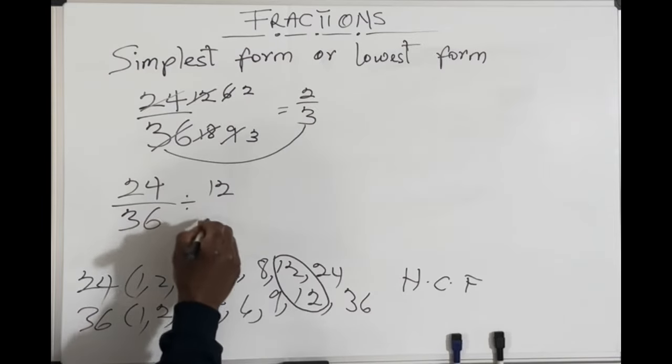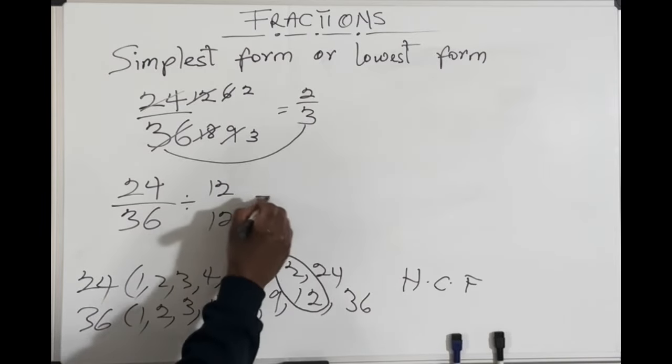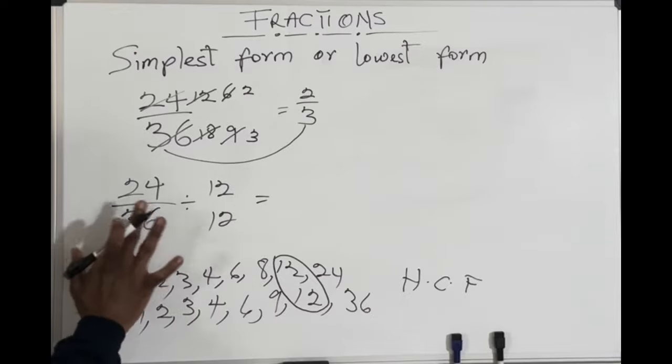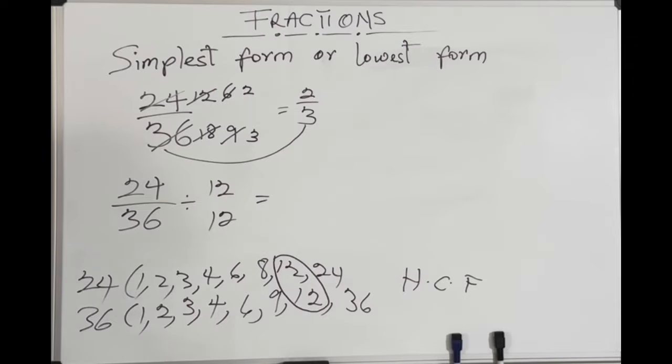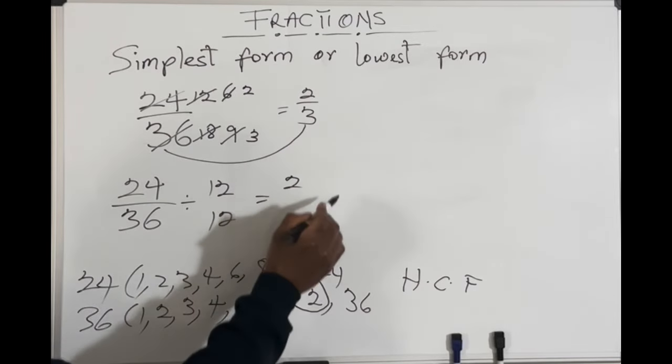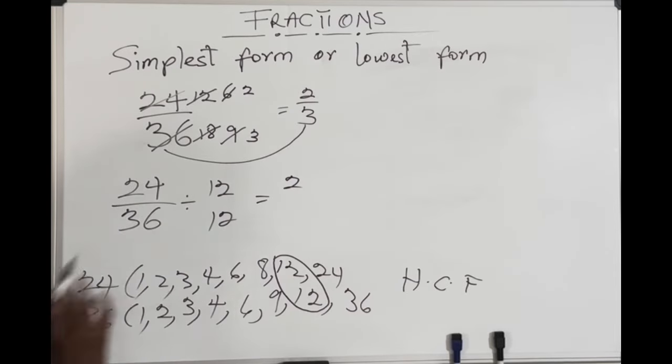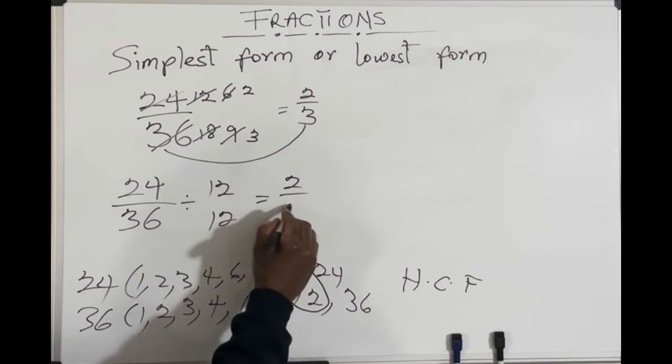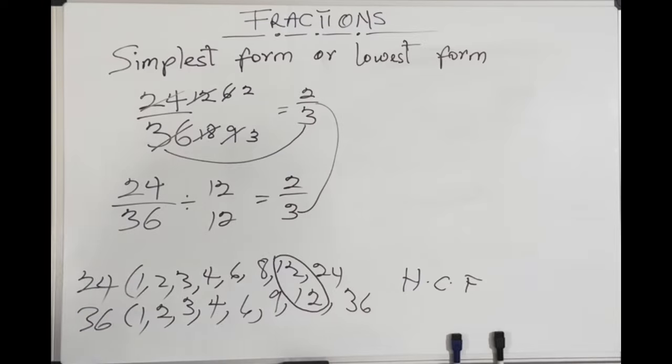So 12 and 12. 24 divided by 12 is what? 2. And 36 divided by 12 is what? 3. So you see, we've arrived at the same 2 over 3 in a short period. So you can choose to pick this or pick that.